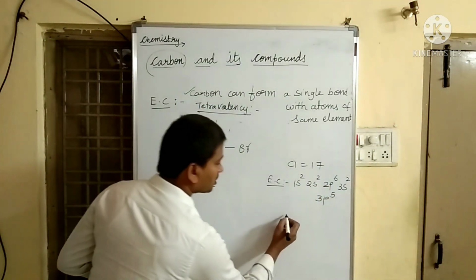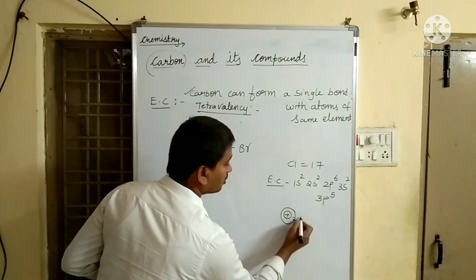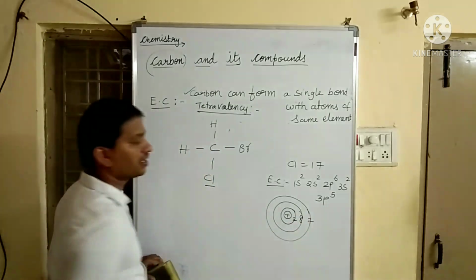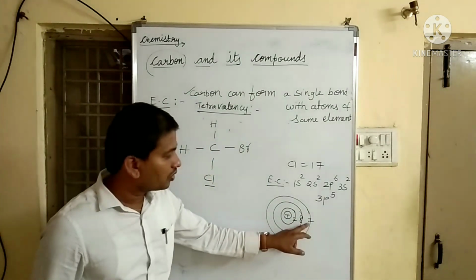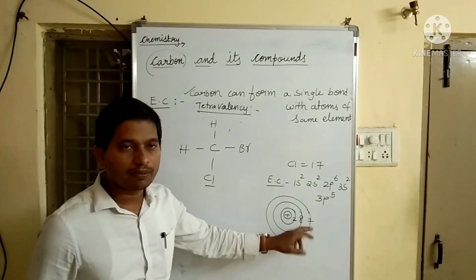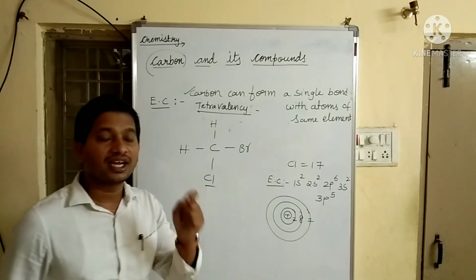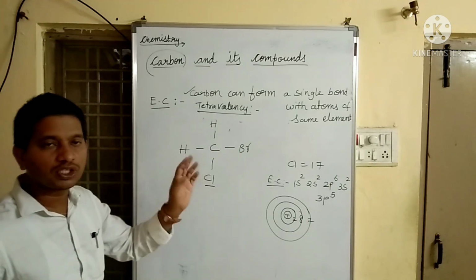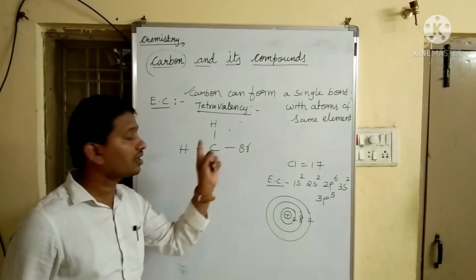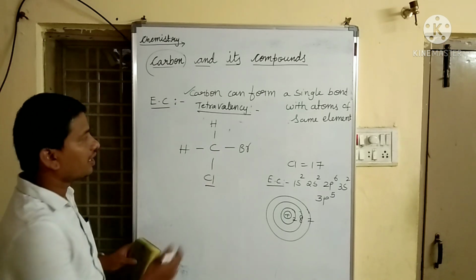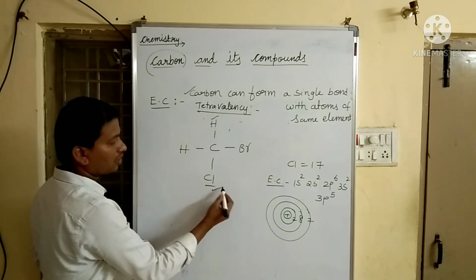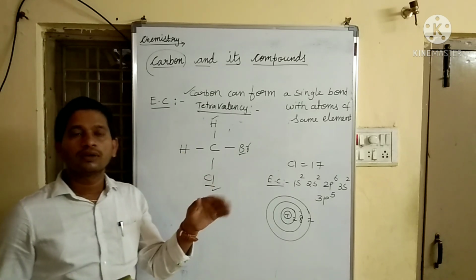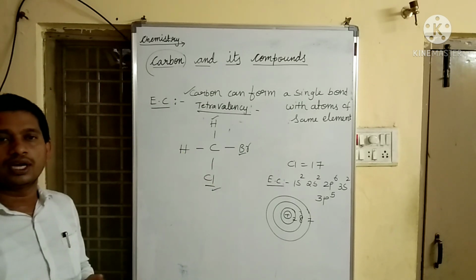I mean, in the first shell how many electrons are there? First shell 2, second shell 8, 2 plus 8 is 10, 10 plus 7 is 17. To get octet configuration, chlorine needs 1 electron, which is going to be shared by the carbon atom. Similarly, bromine has to share 1 electron with the carbon. See, they are different elements. Hydrogen is 1 element, chlorine is another element, and bromine is another element. This is the bond formation by carbon with the atoms of different elements.